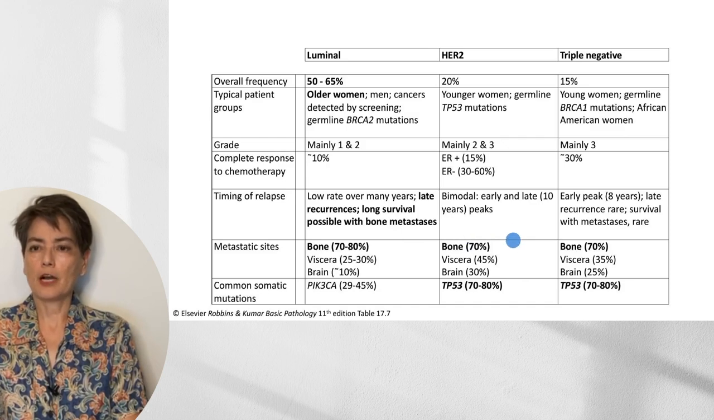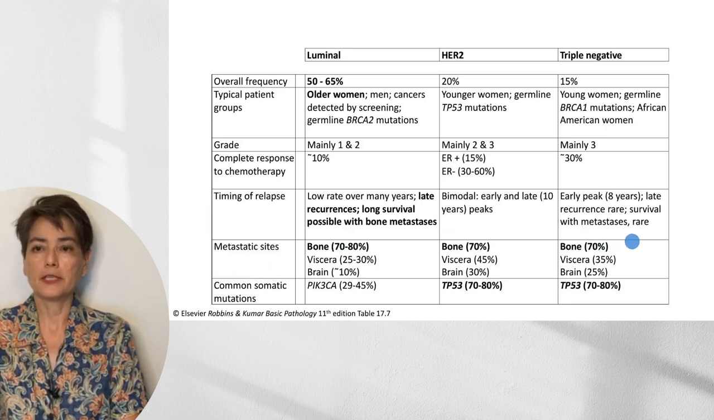And then just to finish up our timing of relapse for our HER2, we tend to have a bimodal distribution with early and late peaks. Finally, for the metastatic sites, just one thing to point out is that all three of these tend to metastasize to bone, so that's a very common presentation. Keep that in mind when you have patients who present with bone pain, because that can be due to metastatic disease. And they have a variable distribution in the viscera and brain. I've simplified this a little bit from the table in Robbins, the common somatic mutations, PIK3CA, and then TP53 for these two.